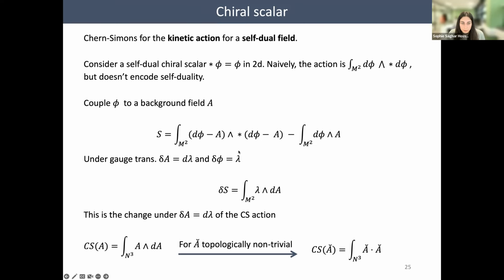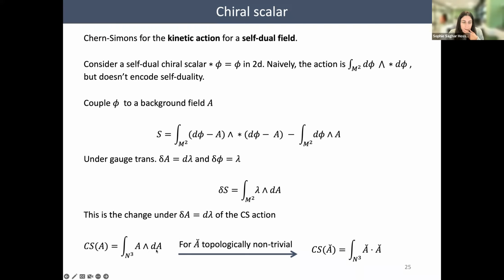Now, if you do a gauge transformation, the action changes. The variation is non-trivial, and we see that this is exactly the boundary term you would get if you were to write down a Chern-Simons action, A wedge dA, under the change of A being d lambda for some 0-form. And so because of this, we can define the action for this self-dual field to be this Chern-Simons action.